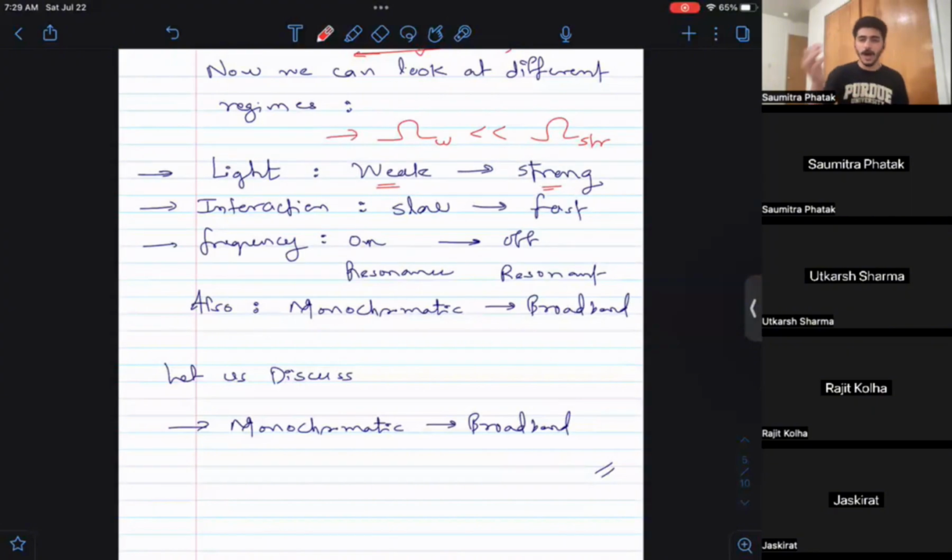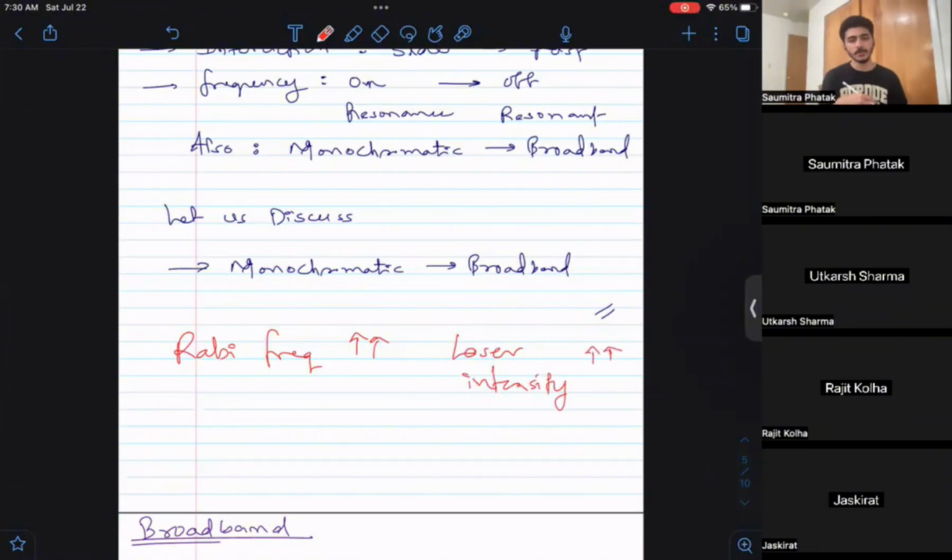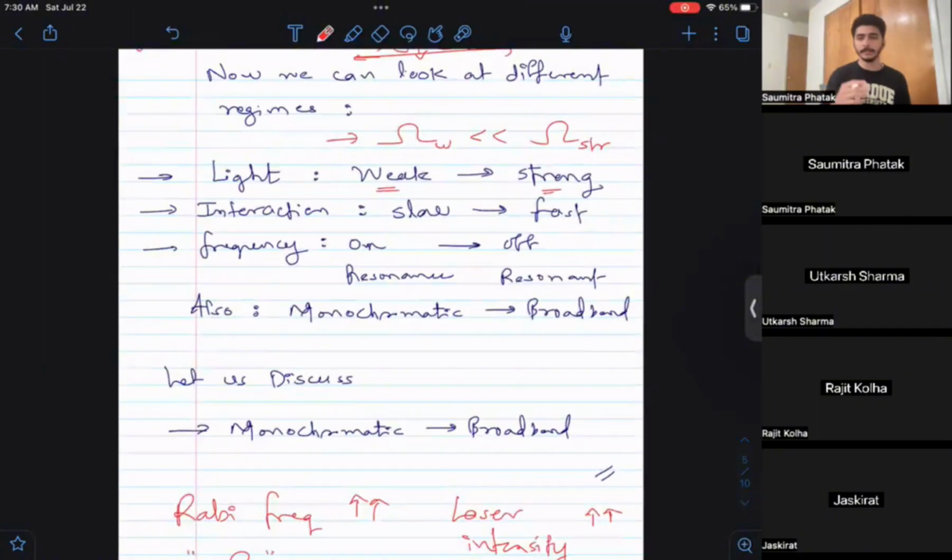If the Rabi frequency is high, that means the laser intensity is high. And if the Rabi frequency is low, then the laser intensity is low. So this Rabi frequency, capital Omega, gives you a quantity that you can compare and talk about whenever you want to talk about the interaction strength, or the coupling strength, of the light-atom interaction. How strong is the interaction?